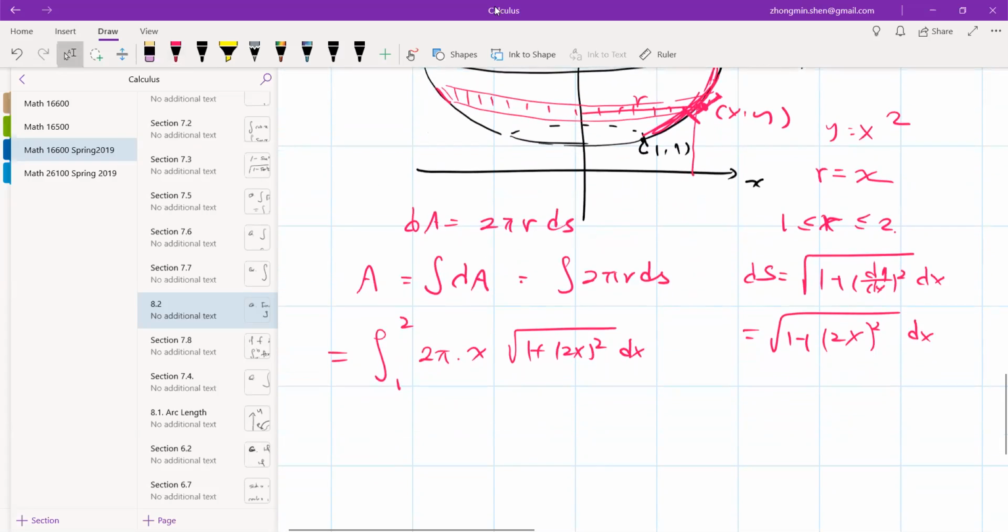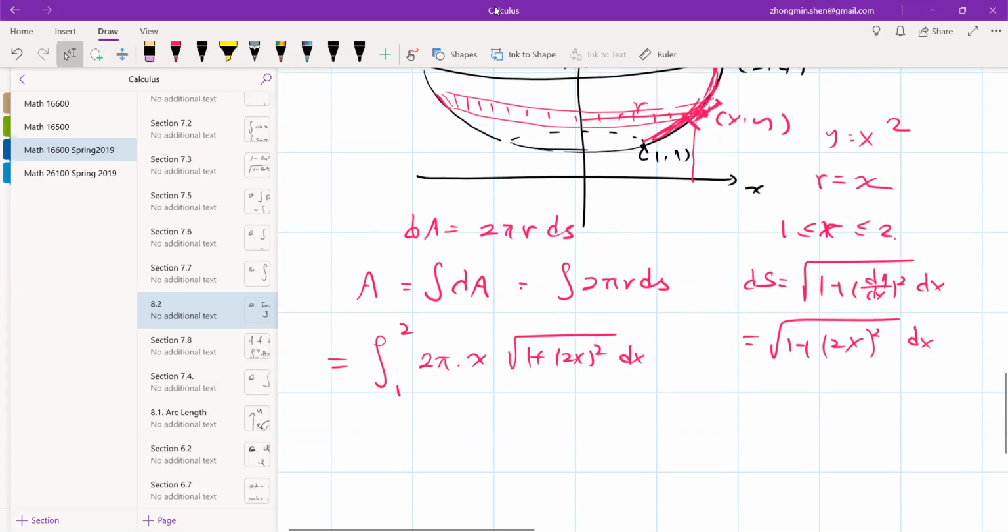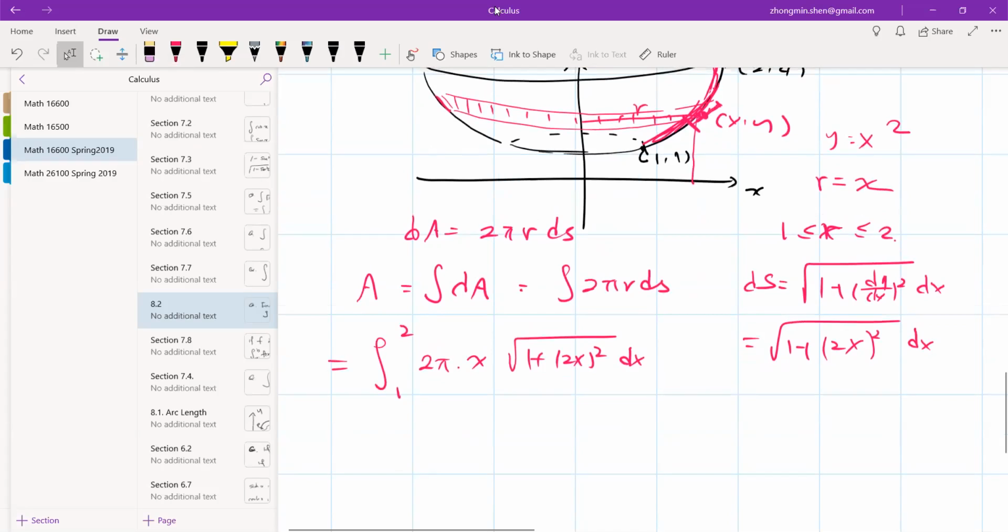I'm not going to waste time evaluating integrals. You can use substitution to evaluate this integral, okay? Substitution works. Now, what happens if I decide to choose the y variable? That's okay, and you can check that those two integrals give you the same value.